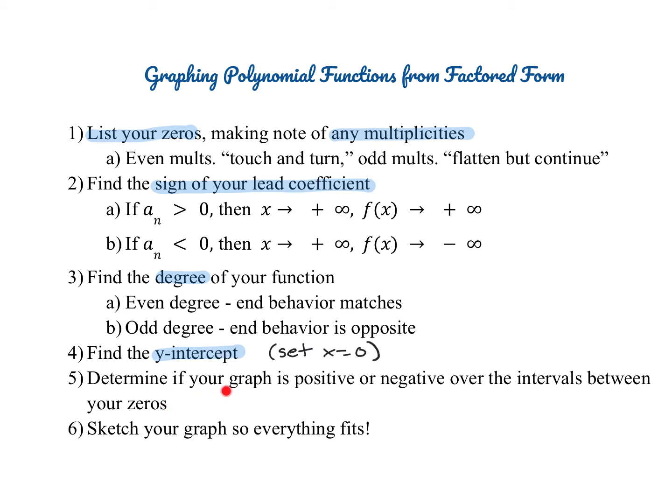And then we're going to determine if our graph is positive or negative over the intervals between our zeros. We'll talk about how to do that in the next example. And then it's just a matter of sketching your graph so everything fits together. There's lots of pieces to these types of functions, so we have to just make sure it all fits together.